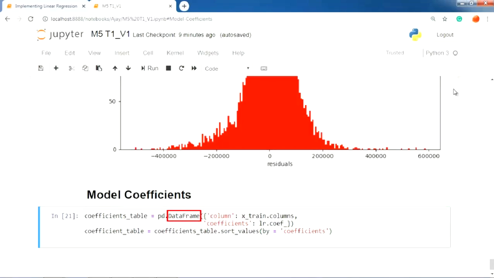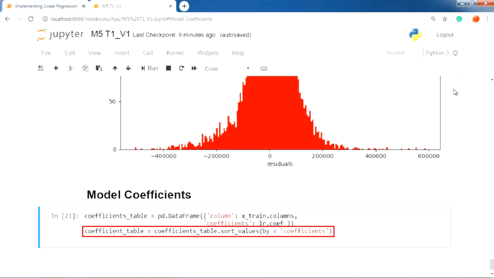We first make a data frame called the coefficients underscore table, in which we store the column names present in the X train and the coefficient allotted to each and every one of those columns using the lr.coef. Next, we sort the data frame based on the coefficient values. This way, it will be easier to observe each and every coefficient.